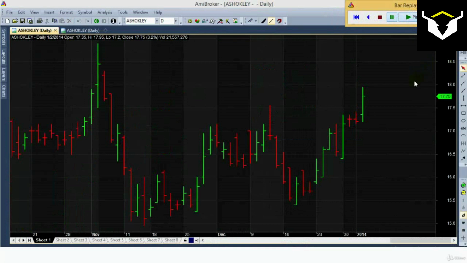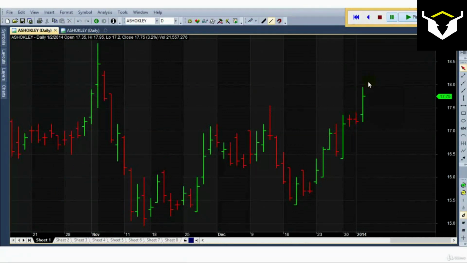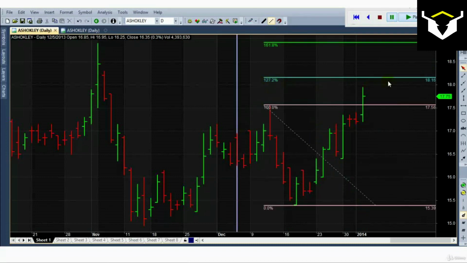Now let's go ahead and take a look at some examples where 161% has come into play. Alright, in the previous two charts, we saw how 127% served our purpose in finding support and resistance. In the next two examples, we'll learn about 161%, how prices find resistance at these levels too. Let's go ahead and add our extension. 127 lies at 18.15, 161 at 18.9.